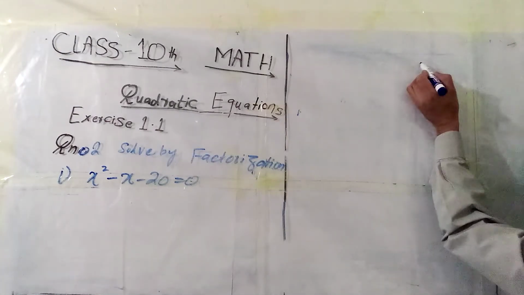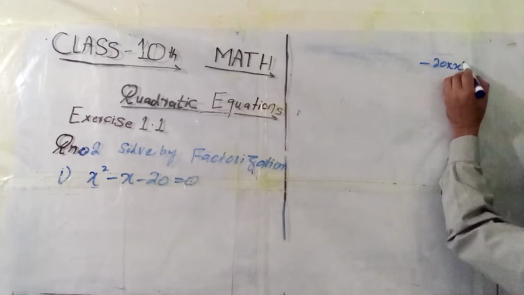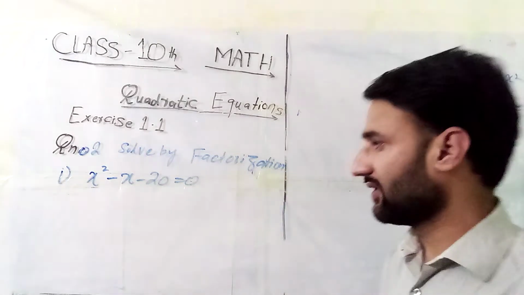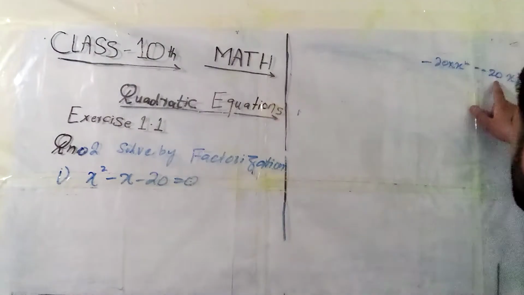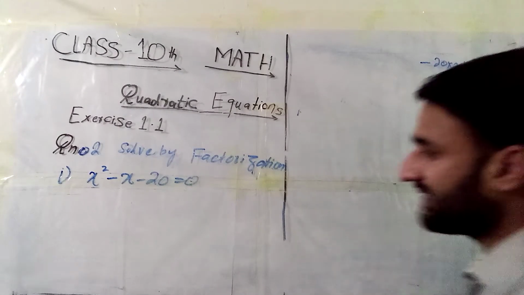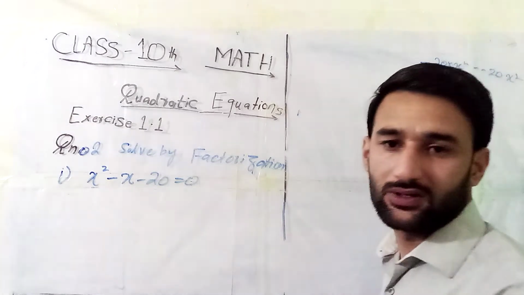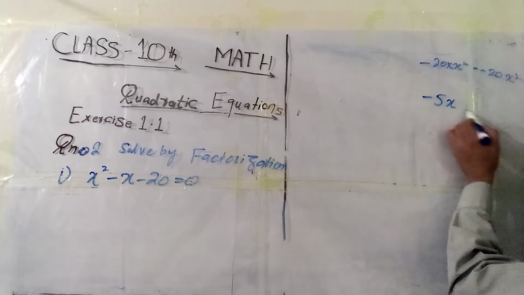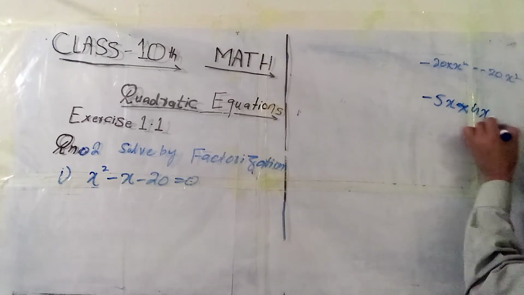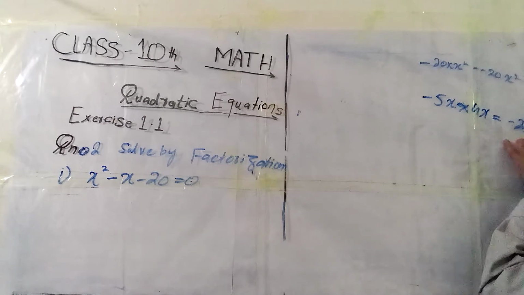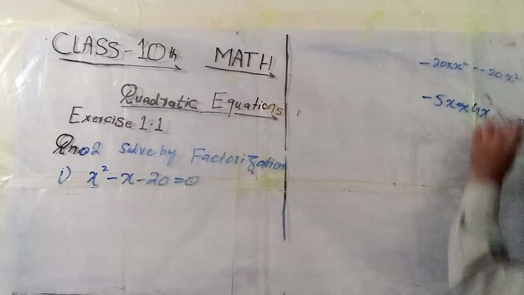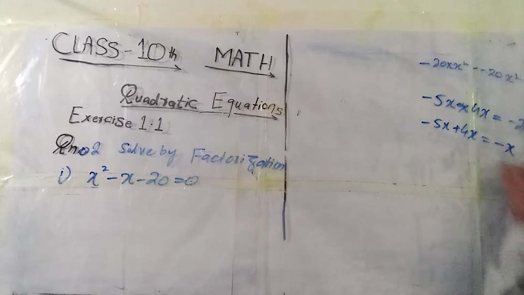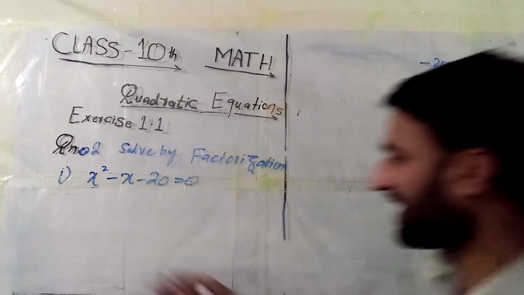If I'm going to solve this, minus 20 multiplied by x squared, minus 20x squared. Choose such factors that when you multiply these terms, the answer will become minus 20x squared. Then when we add them, the answer will be negative x. For example, I have minus 5x multiplied by 4x, then the answer will be minus 20x squared. If I add these two numbers, you can notice that minus 5x plus 4x is equal to minus x. It means this satisfies the condition.